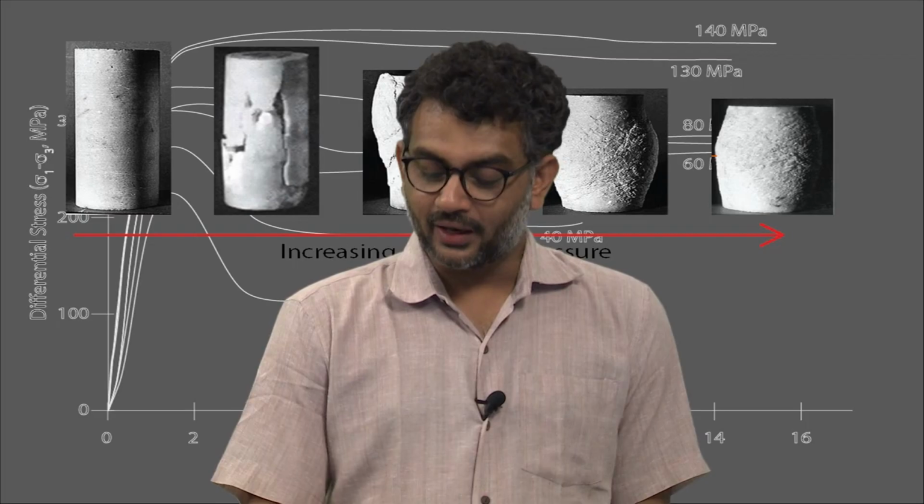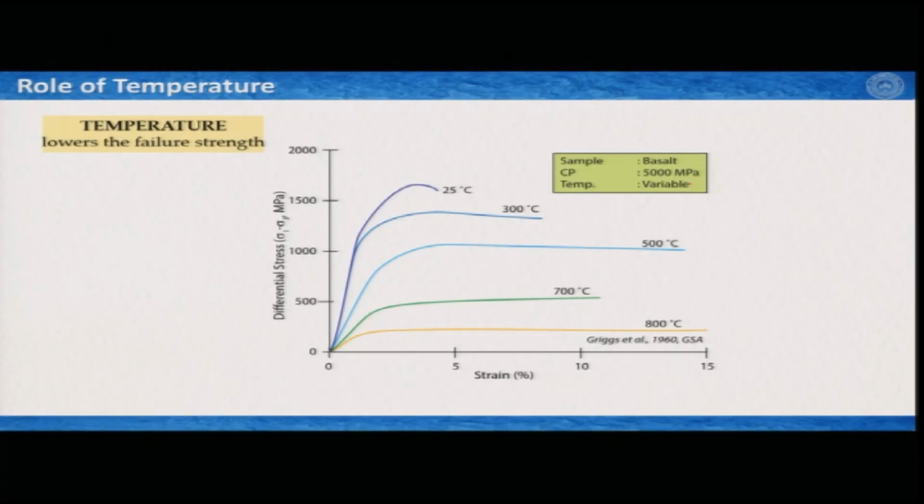So, in this case the confining pressure was 5000 megapascal or 5 kilobar. The strain rate was constant and temperature was variable. So, he wanted to check the effect of temperature on the strength of this basalt. You clearly see that at 25 degree centigrade the curve looks like this blue curve, and at 800 degree centigrade the curve looks like this. Here the peak strength is close to how much, 1600 megapascal, and here it is probably 150 megapascal.